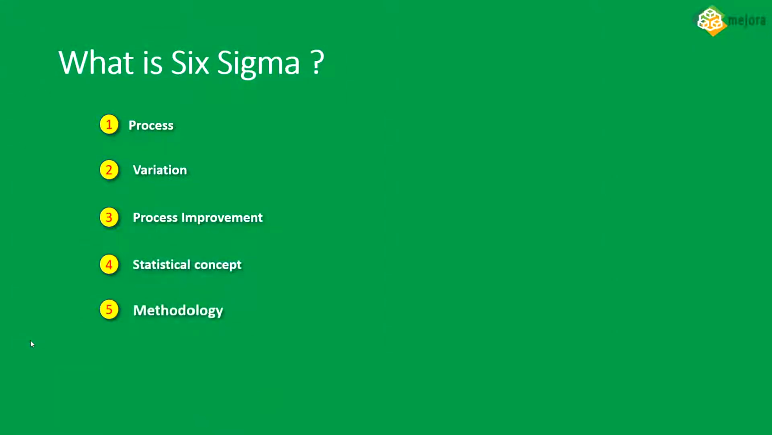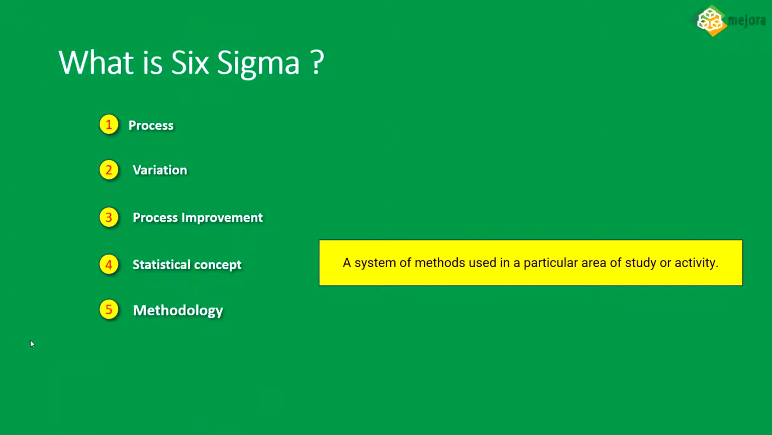Finally, what is methodology? Methodology is a system of methods used in a particular area of study or activity. For example, Six Sigma, process flow and regression are some of the statistical and non-statistical tools available.